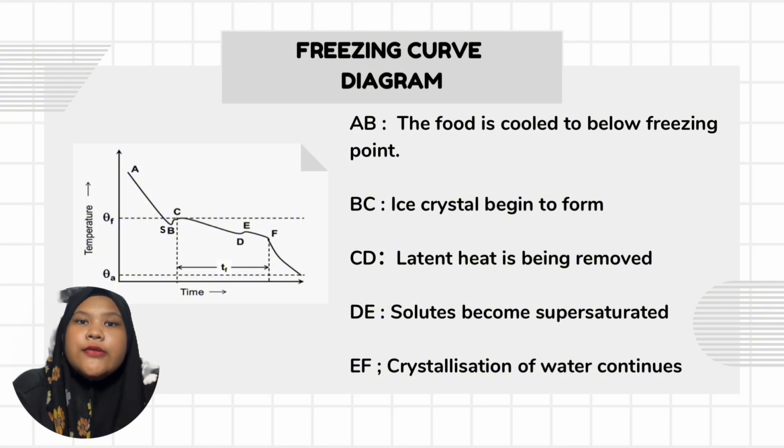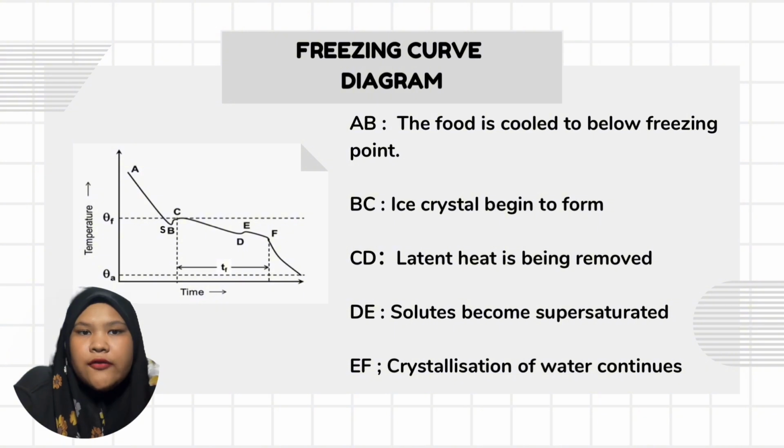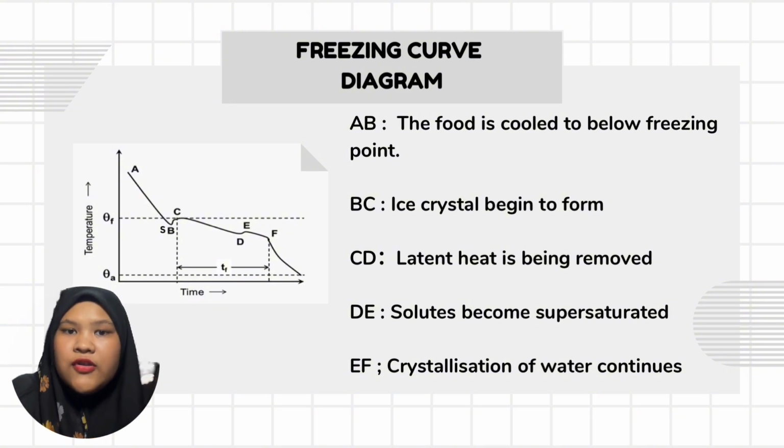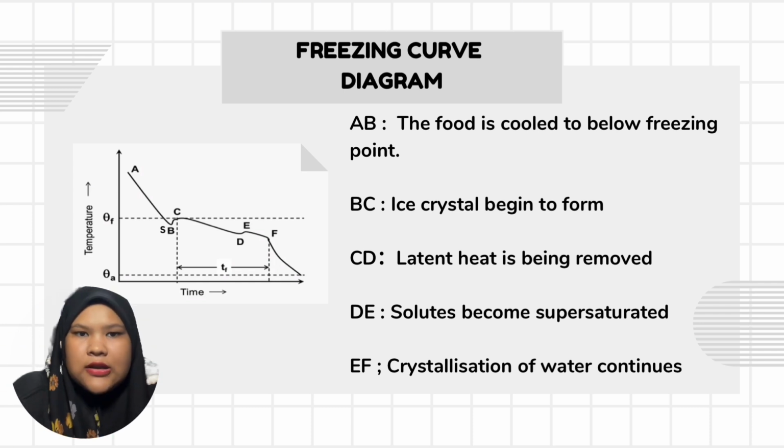At point CD, heat is removed at the same rate as before, and latent heat is also being removed as ice forms, and the temperature therefore remains almost constant. The freezing point is gradually depressed by the increase in solute concentration in the unfrozen liquor and the temperature falls slightly. At point GE, one of the solutes becomes supersaturated and crystallizes out. The latent heat of crystallization is released and the temperature rises to the eutectic temperature for that solute. At point EF, crystallization of water and solute continue. The total time taken is determined by the rate at which heat is removed.